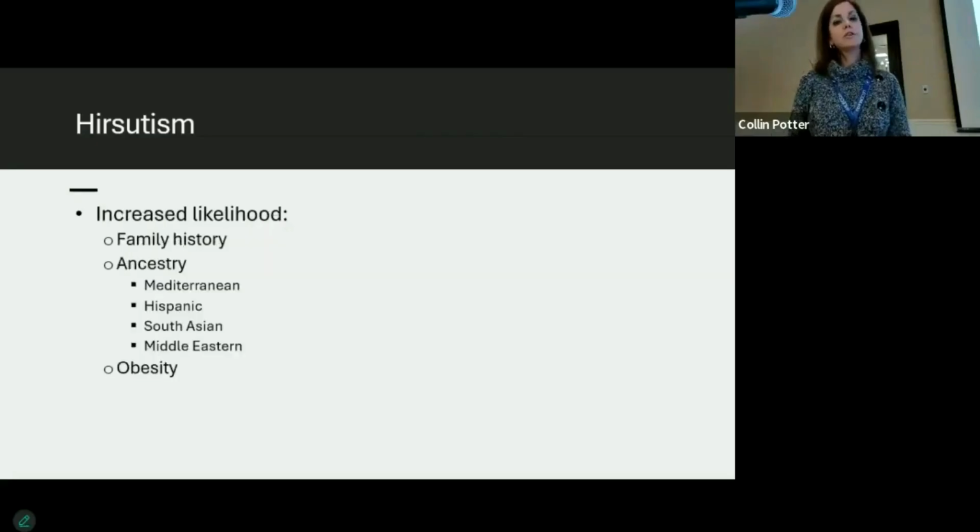There is an increased likelihood of hirsutism if a patient has a family history. Certain ancestries have a higher likelihood of hirsutism, and patients with obesity, you will see more hirsutism. So questions that we ask, we ask a lot of questions.